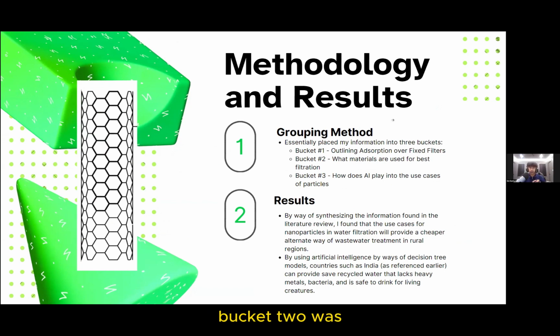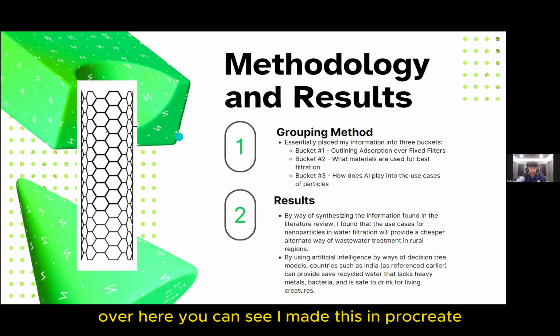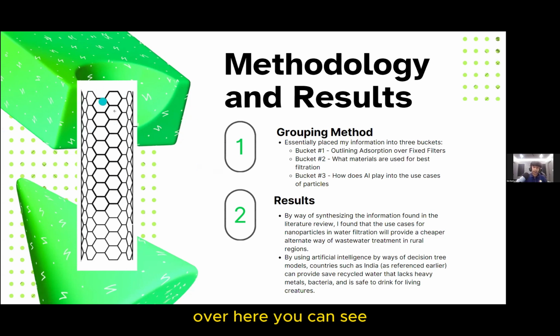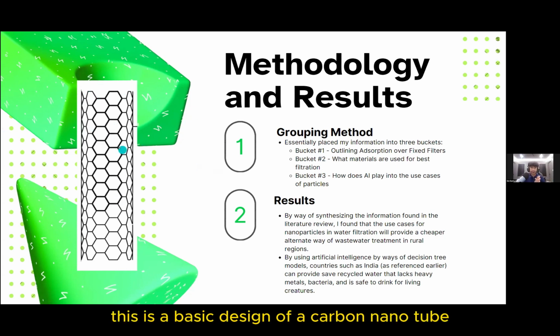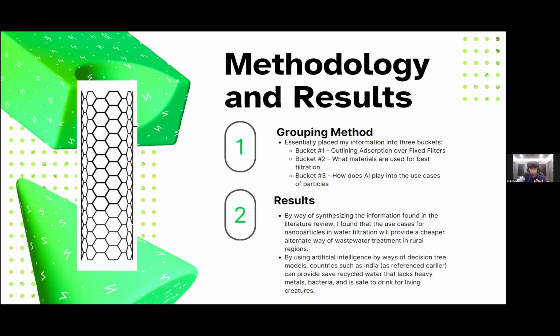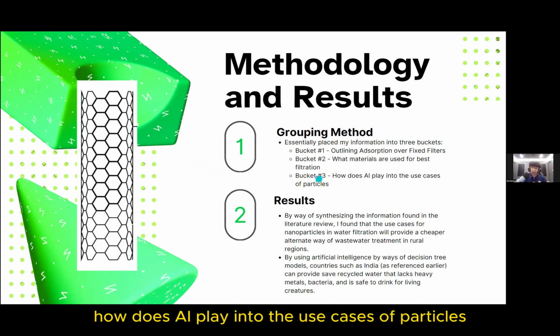Bucket 2 was what materials are used best for filtration. Over here, you can see I made this in Procreate. Over here, you can see this is a basic design of a carbon nanotube, which is one of the most researched nanoparticles for filtering water. And bucket 3, how does AI play into the use cases of particles?